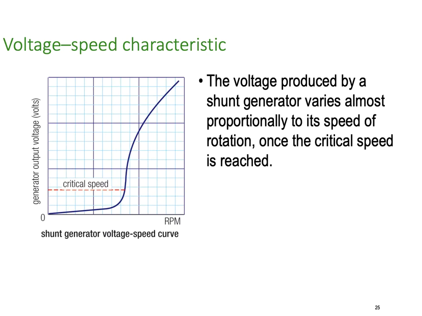So the voltage produced by a shunt generator varies almost proportionally to its speed of rotation once the critical speed has been achieved. In other words, once we get to critical speed, we end up with almost a straight line for the performance of the machine.